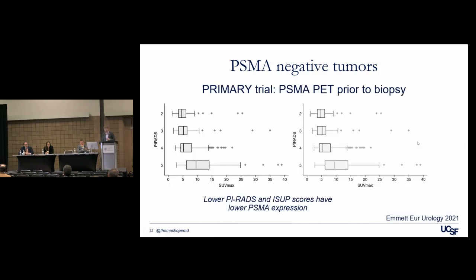But the opposite is true in initial staging, right? So this is the PRIMARY trial, which is actually a really cool trial from Australia by Louise Emmett. I think she won like Paper of the Year from European Urology last year. I'm not really sure. And so the x-axis here is SUV max, and the y-axis is PI-RADS. So the lower your PI-RADS score, the lower your SUV max, right? So the lower uptake, less likely to have aggressive tumors.